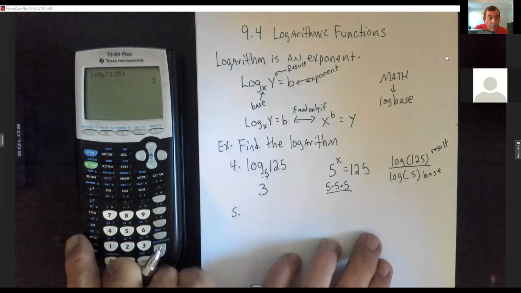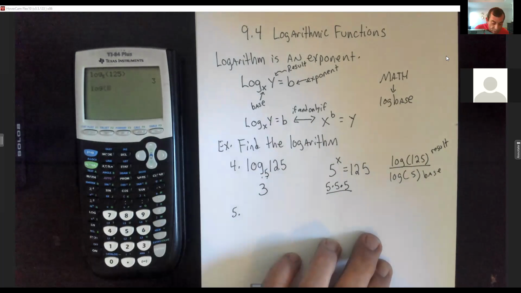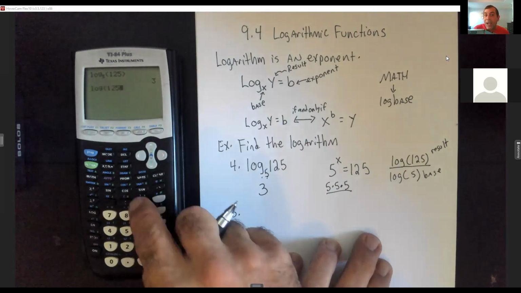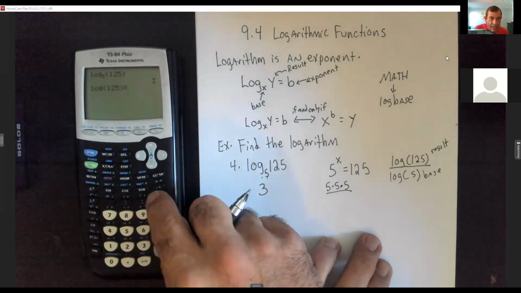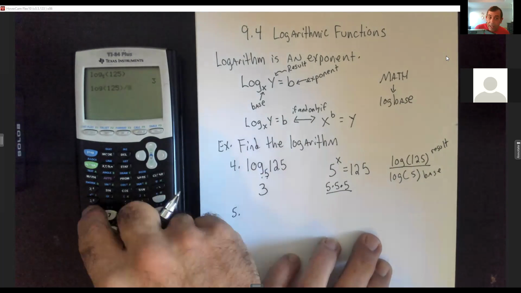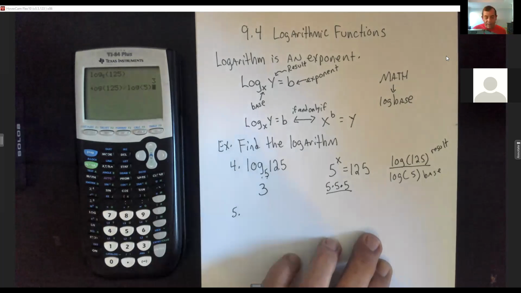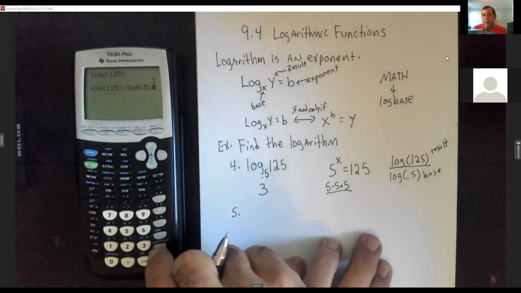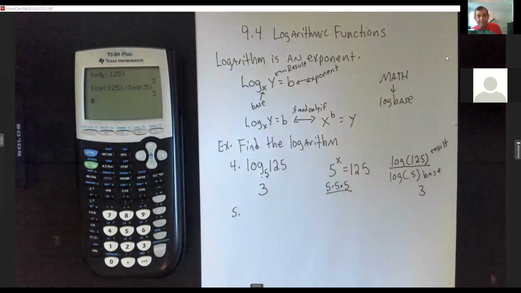So follow me through. I'm going to hit my log on the front of it by the 7 here. I'm going to punch in 125. And then you've got to close those parentheses and then divide, get the log again, put in the 5, close those parentheses. So it's just a little bit longer, but notice once I hit enter, I still get a 3 for that, okay?